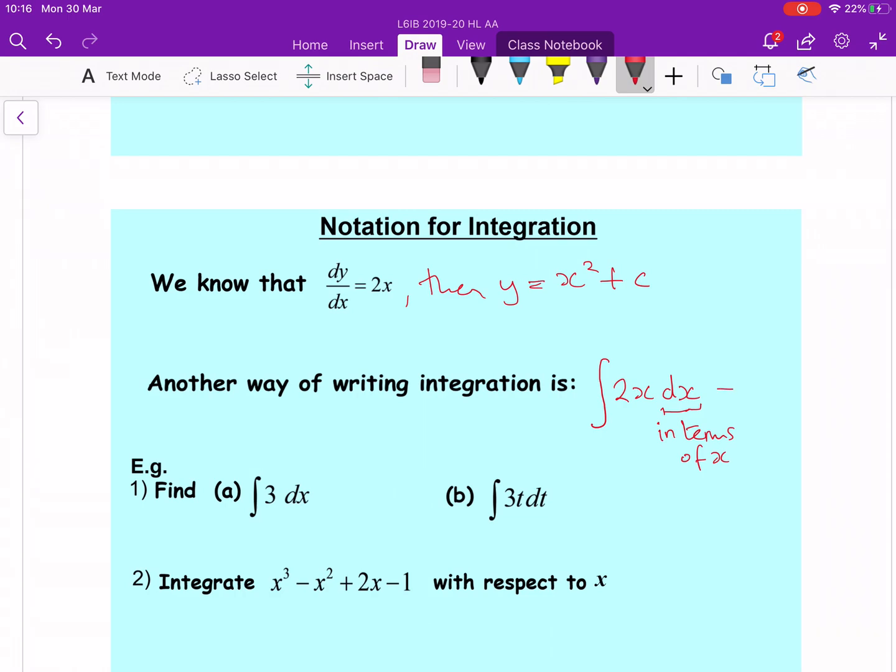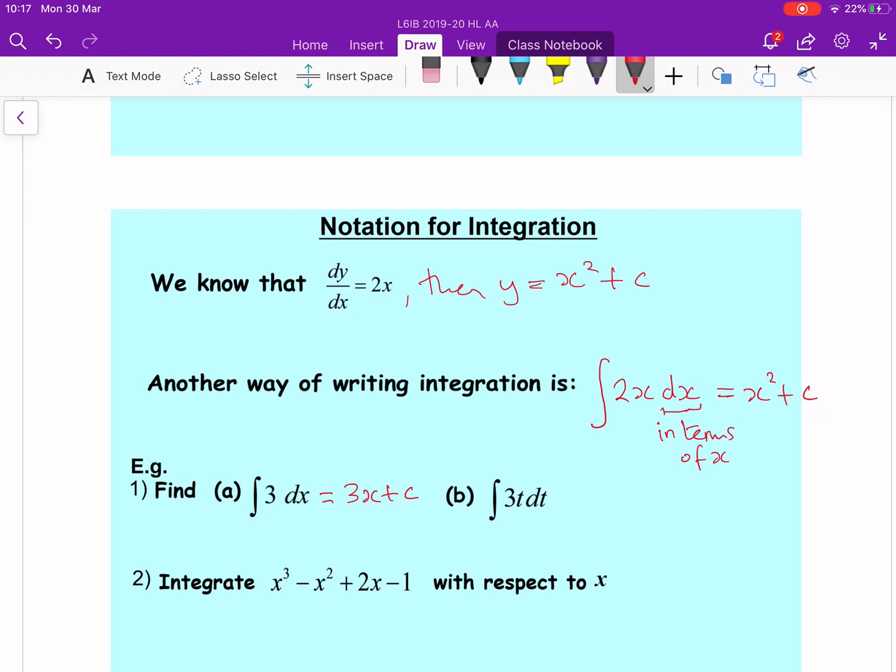But we must always have it. So the answer to that, of course, is x squared plus c. So if we look at these examples, integrating 3 dx means integrate 3 in terms of x. Well, that must have been 3x plus c.